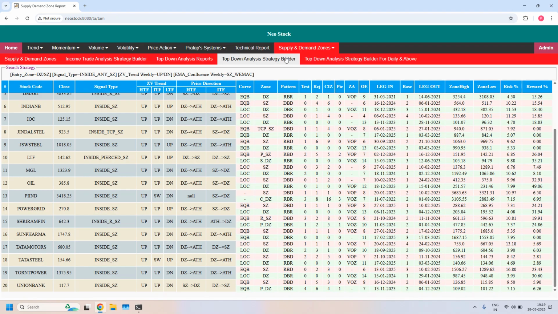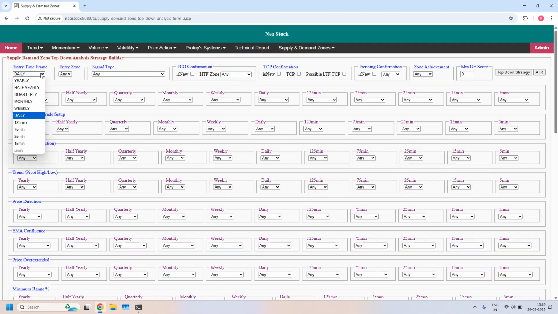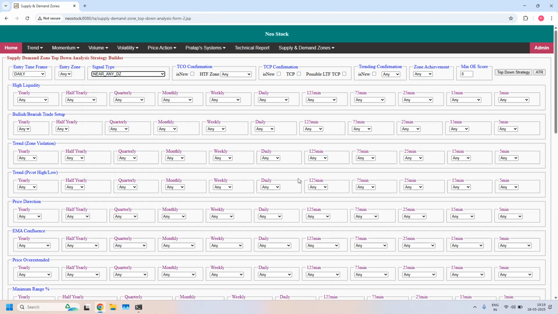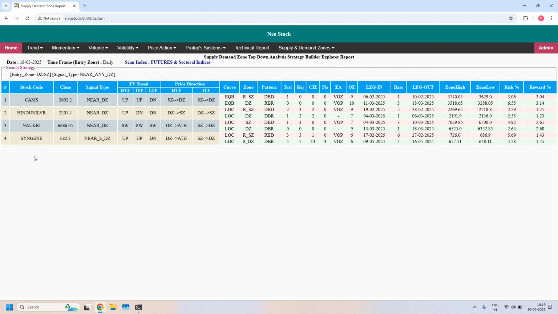The next time frame is daily. Entry time frame daily. Let us find the stocks near daily demand zone. We got 4 stocks. Let us identify high liquidity zones, if any. It is a pierced zone, not valid for our HLQ zone strategy. So we got 4 stocks, but none of them are having a valid high liquidity daily demand zone.